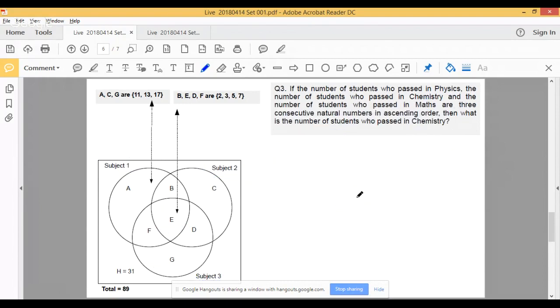Let's see. The next question is also pretty simple once you get a hang of this. The number of students who passed in physics, the number of students who passed in chemistry, and the number of students who passed in maths are 3 consecutive natural numbers in ascending order. So you have physics, chemistry, maths, right?